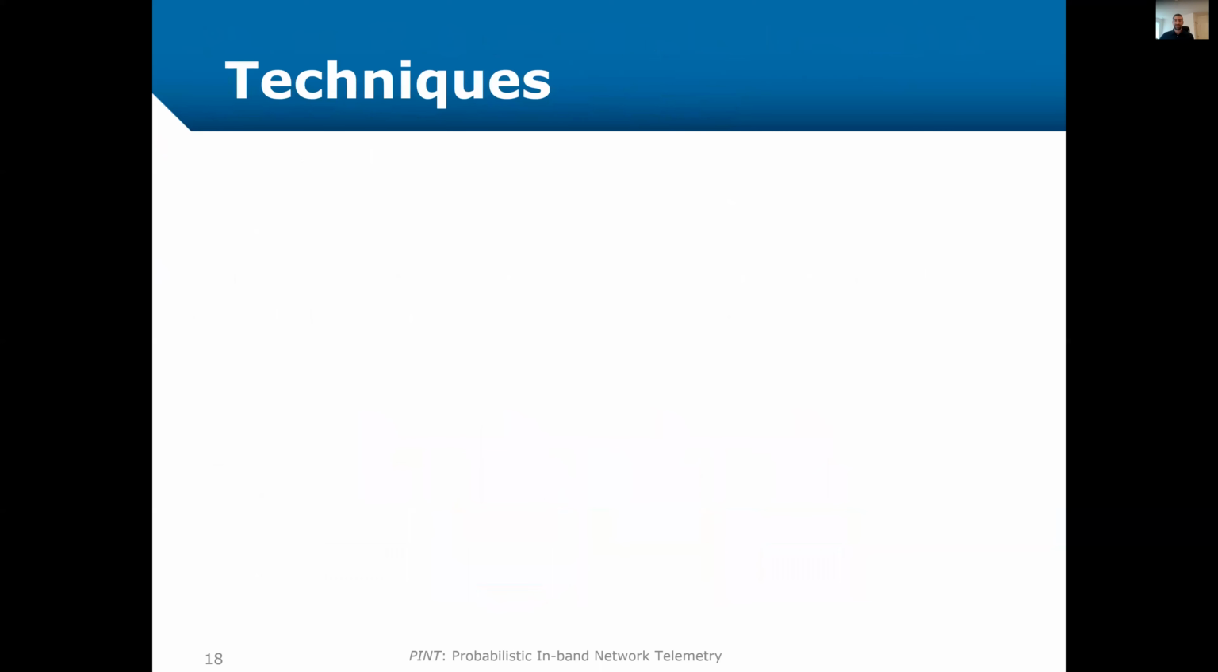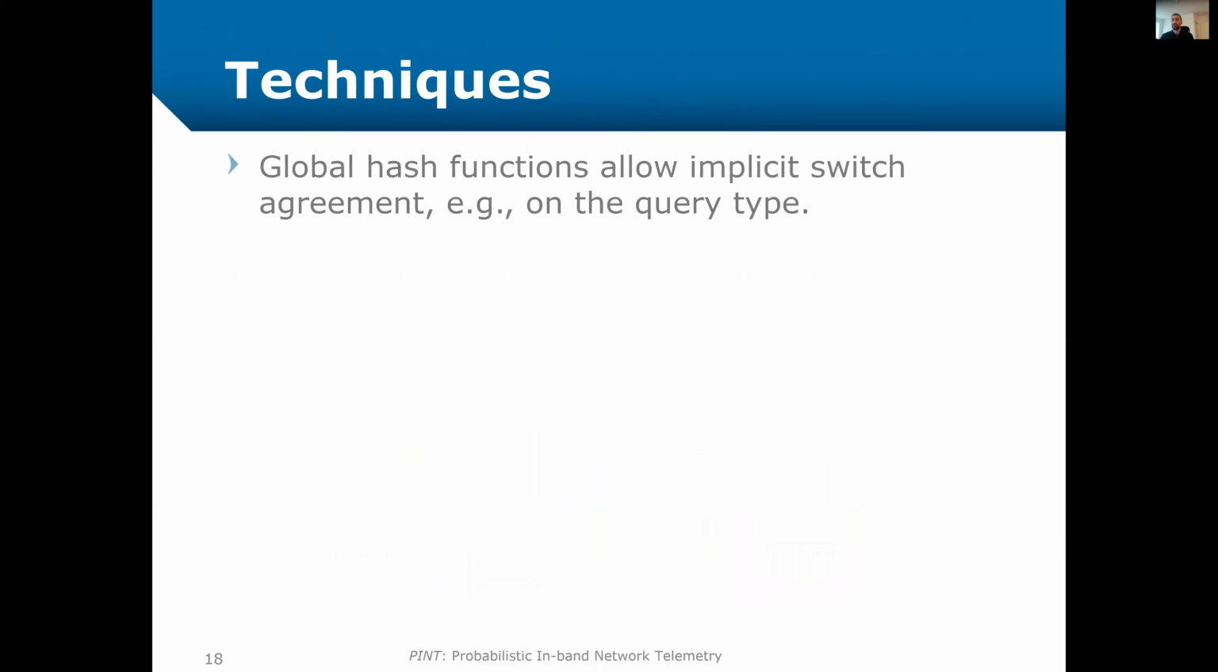Okay, so the techniques we use in PINT, I'm going to talk about three here. First is we use global hash functions. So if you think about it, if we want to run, for example, several queries, and we don't have enough bits to run all of them in all packets, we need the switches to agree on what queries to run on the current packet. And this is done using a global hash function.